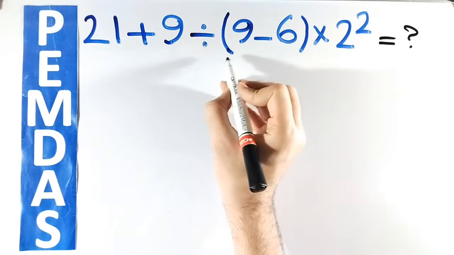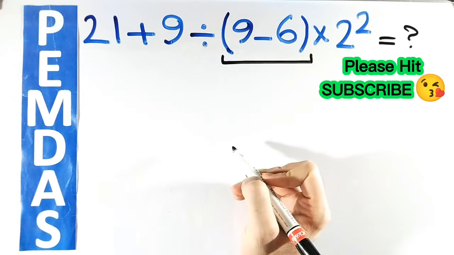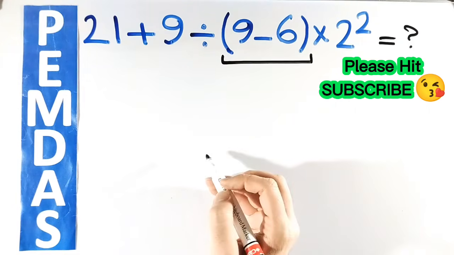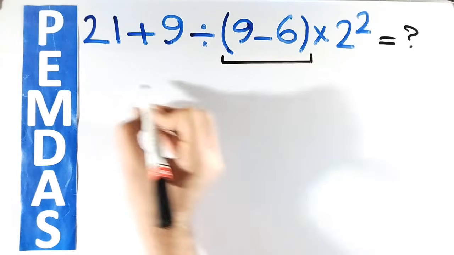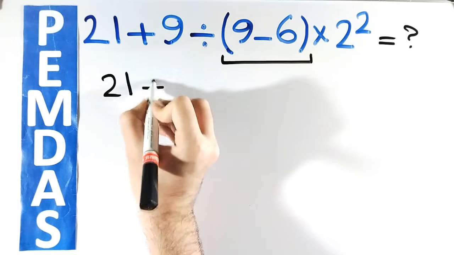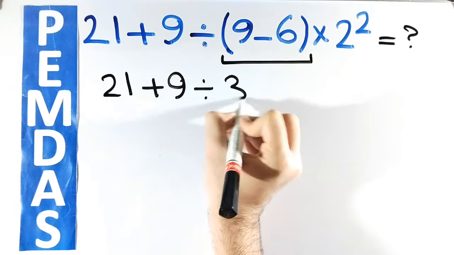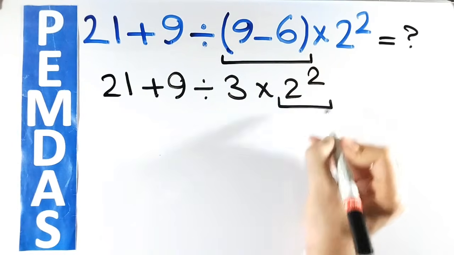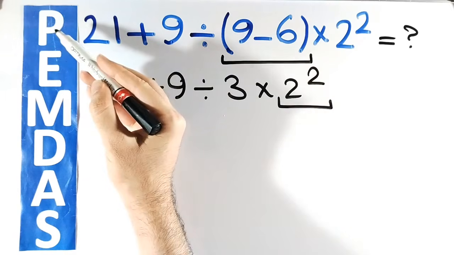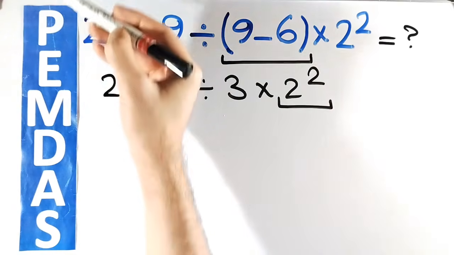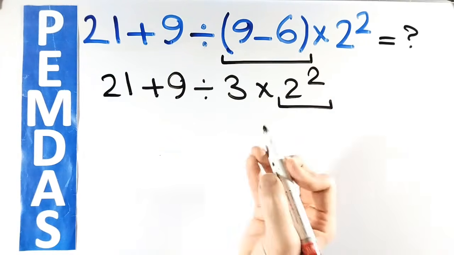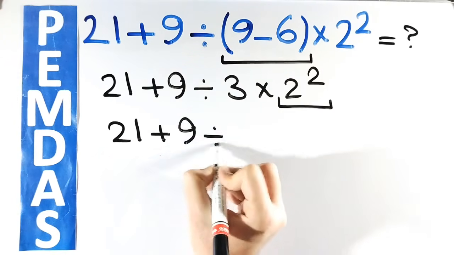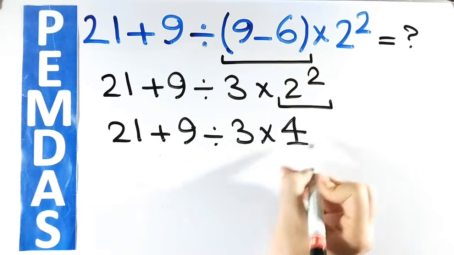According to the PEMDAS rule, first we go for the expression inside the parentheses because P, or parentheses, has the highest priority over the other operations. So, instead of this expression, we can write 21 + 9 ÷ 3 × 2². In the next step, we go for the exponent because in the PEMDAS rule, after parentheses, exponent has a higher priority than the other operations. So, we rewrite this expression as 21 + 9 ÷ 3 × 4.